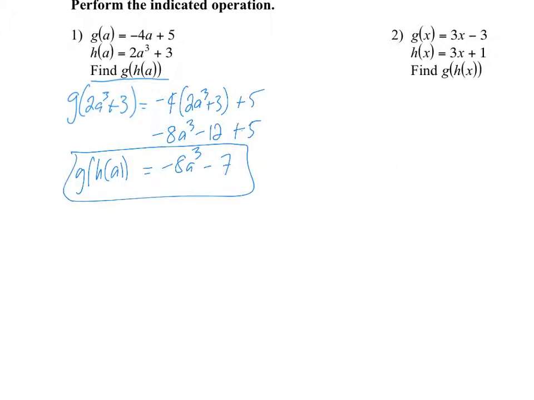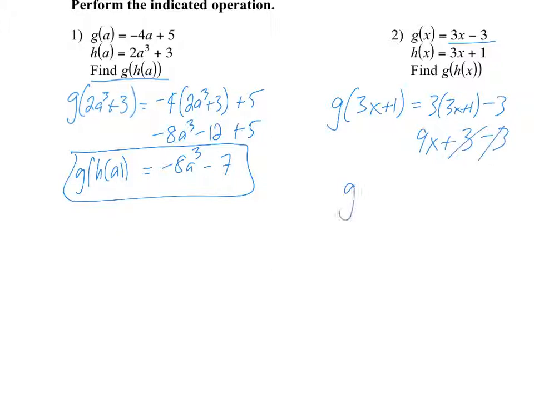Same type of problem here, g of h of x, which is 3x plus 1. So wherever we see x in the g function, we're going to replace it with 3x plus 1, minus 3. Distributing, 9x plus 3 minus 3. These two cancel out. So g of h of x equals 9x.